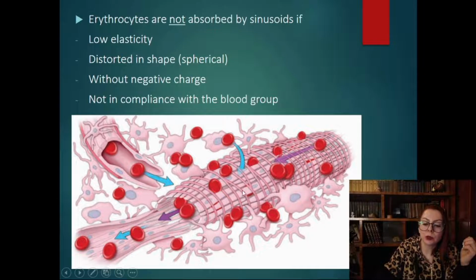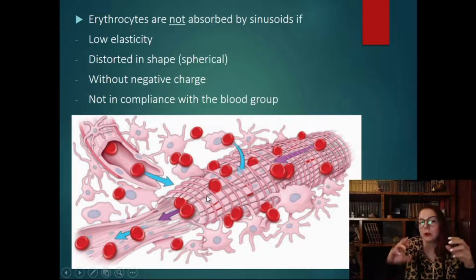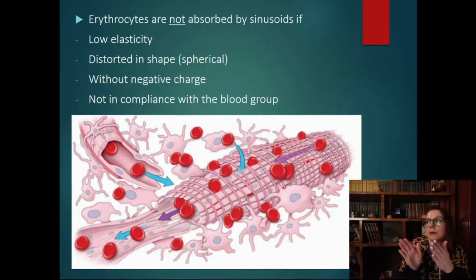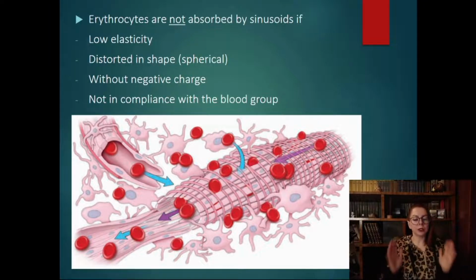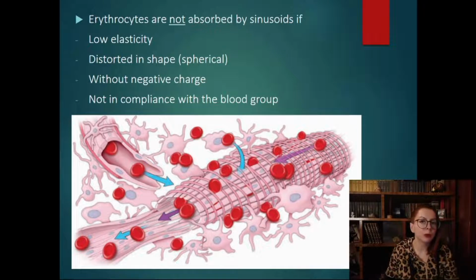Okay, so sinusoids perform the function of quality control. If erythrocytes are not elastic enough or not flattened enough to squeeze between those slits, they would be entrapped in the spleen and eventually phagocytosed by macrophages. So erythrocytes are not absorbed by sinusoids if they are of low elasticity, if they are distorted in shape, without negative charge, or not in compliance with the blood group in case of blood transfusion. So it is important to highlight that the spleen performs the very important function of quality control.